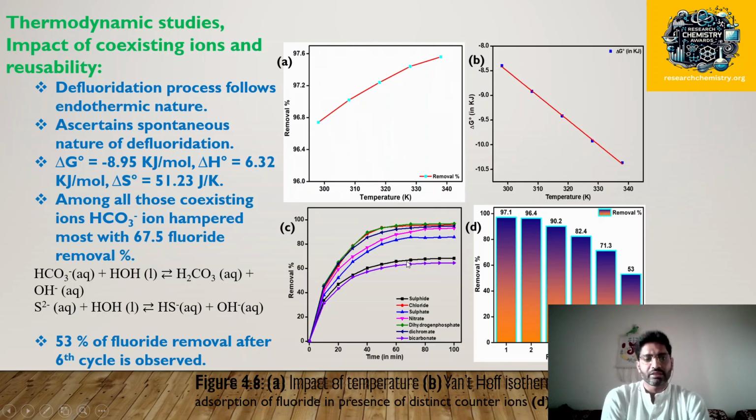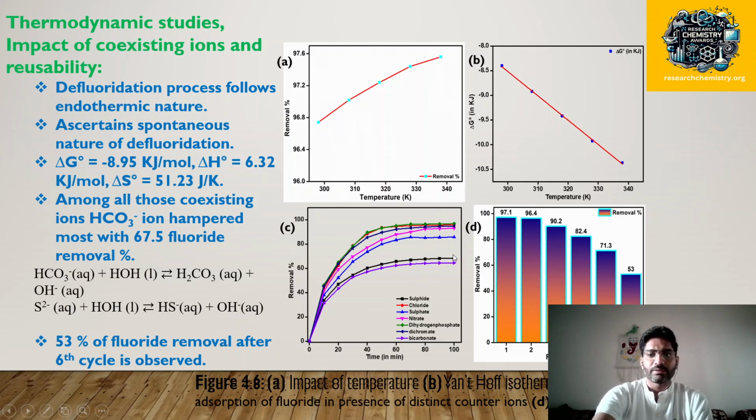This might be due to the hydrolysis of these ions, making the water basic. As they hydrolyze, OH ions are generated, which make the water basic. This further confirms what we previously discussed in the pH graph, that in basic medium the adsorption of fluoride is quite poor.